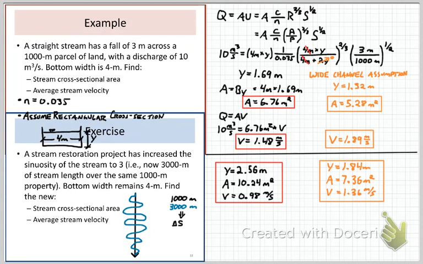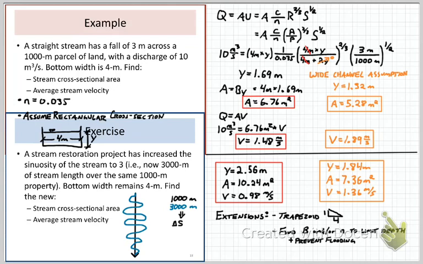Beyond this, folks have asked me about providing some additional opportunities for practice. So some obvious extensions to this problem. You could resolve the problem if this was a 1-on-4 side slope for a trapezoidal channel. So a bottom width of 4 meters but 1-on-4 slopes. You could think about setting this problem up and asking what would be the required bottom width and or the required Manning's n to limit the depth to perhaps 1 meter or less in the stream channel.